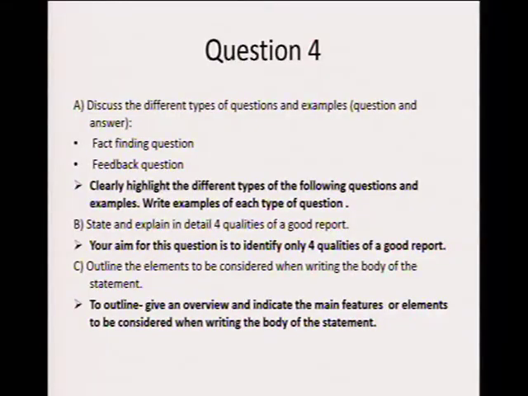C. Outline the elements to be considered when writing the body of statement. To outline, give an overview and indicate the main features or elements to be considered when writing a body of statement. Please be aware what it is in policing that we call the body of the statement.